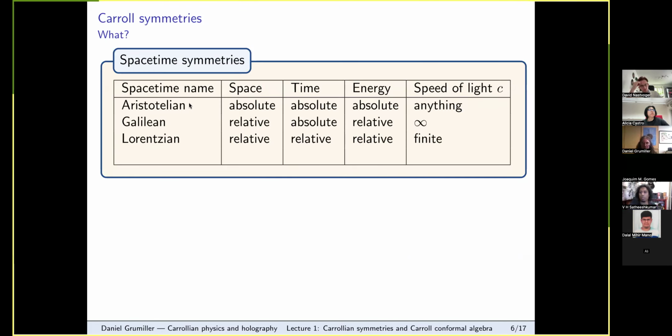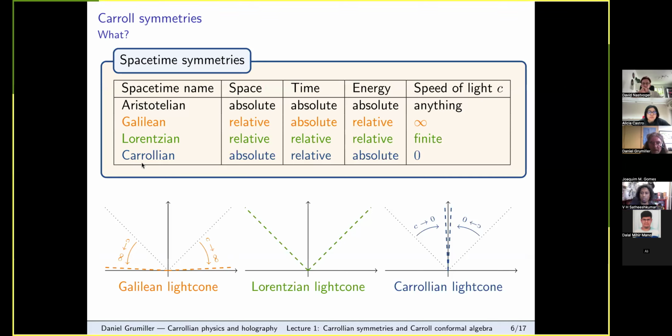Okay, so let me finally start by defining what Carroll symmetries are. They are spacetime symmetries, and they indeed complete the known ones, so the Aristotelian, Galilean, and Lorentzian, by making space absolute but time relative. So it's the converse of the Galilean limit where space is relative and time is absolute. And it's a scaling limit of the Lorentzian case where both space and time are relative.